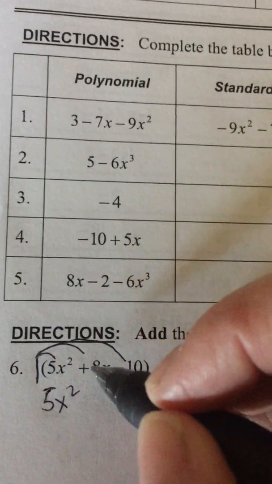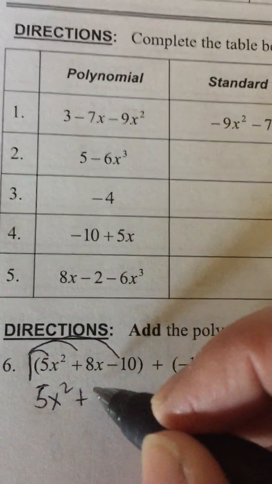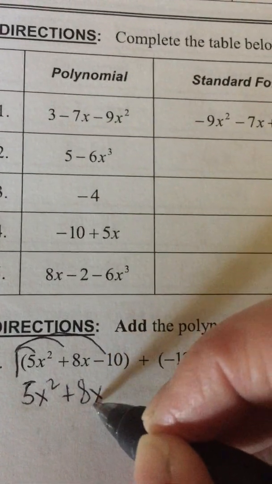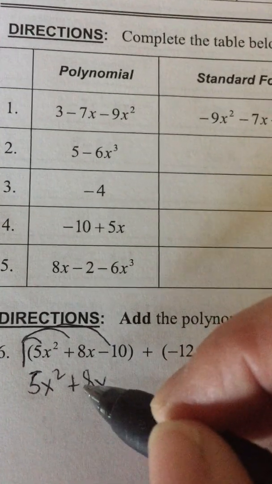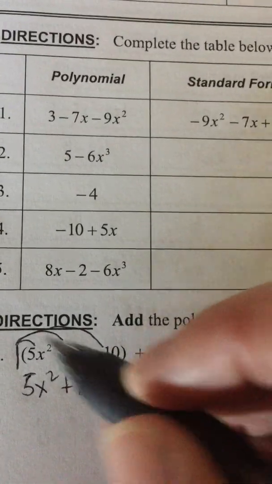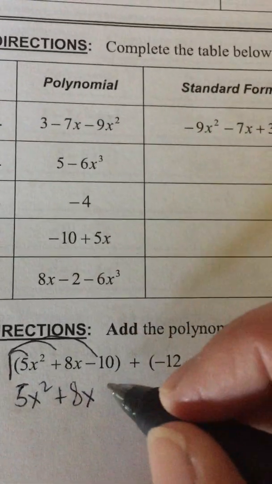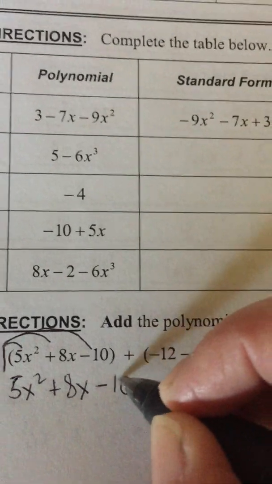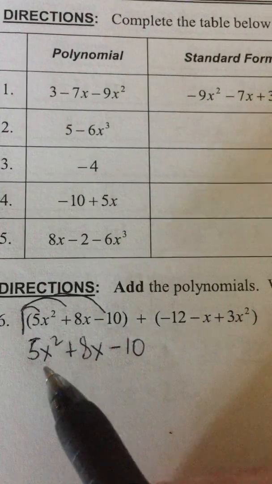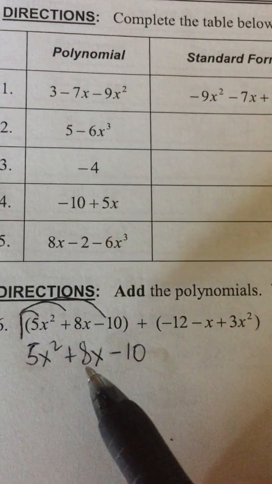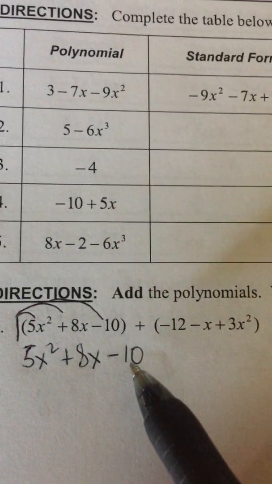If I multiply 1 times a positive 8, the calculator will still tell me positive 8, and I keep the x with it. 1 times negative 10 is still negative 10, and there were no x's in that one, so I don't have to worry about it. So 1 times 5x squared is 5x squared. 1 times 8x is still 8x. 1 times negative 10 is still negative 10.